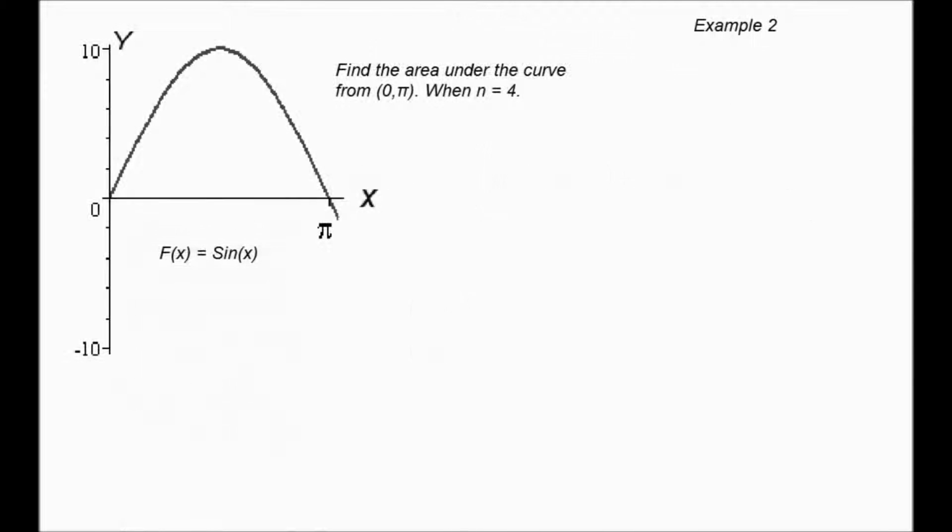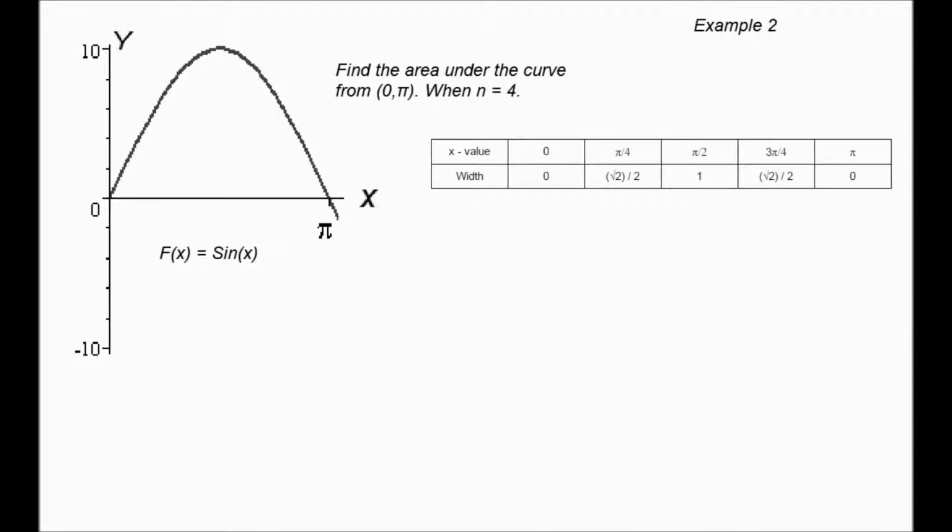Okay, now in example 2, we will be using the trapezoid rule to find the area under the sin x curve from 0 to pi when n is equal to 4. So, the first thing that we need to do is find 5 equally distant points from each other between 0 and pi that are under this curve. So here these 5 points are. Now each of these points are equally distant from each other and divide into 4 different trapezoids under this curve.